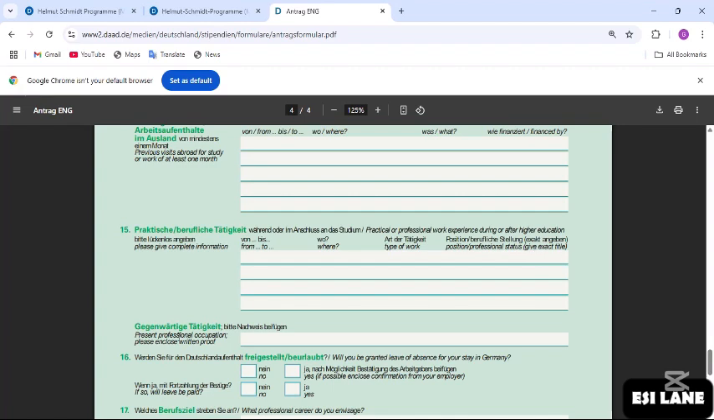Then it says present professional occupation. You're going to write it here. Please enclose written proof, and that is the proof you're going to submit with the employment certificate. That's one of the requirements you need to make this application.